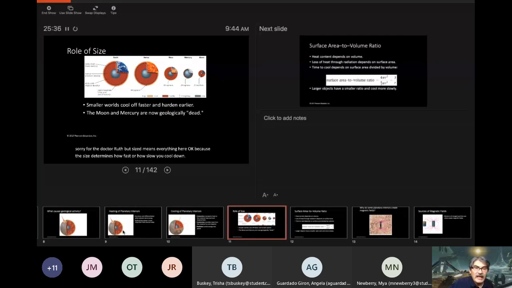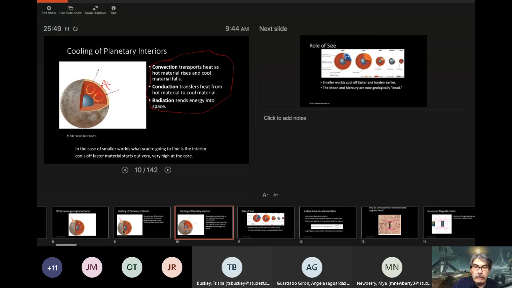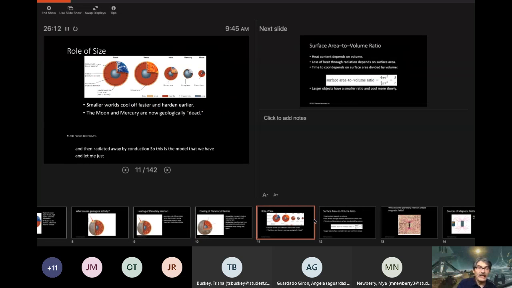So in the case of smaller worlds, what you're going to find is the interior cools off faster. Material starts out very, very hot at the core, so we're talking thousands of degrees. It gets convected up by circulation in the mantle to the surface. It gets conducted through the lithosphere to the surface and then radiated away. So this is the model that we have. And let me just show you what's going on here.